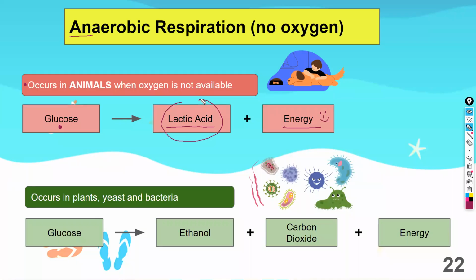All right. So in plants and yeast and bacteria, sometimes there's no oxygen available. So some plants, yeast and bacteria have a backup plan. They can also create energy using anaerobic respiration, but they do it a little bit differently. They will take the glucose and convert it without oxygen into three things: ethanol, carbon dioxide, and energy. The energy is the good part. Carbon dioxide and ethanol are the by-products.